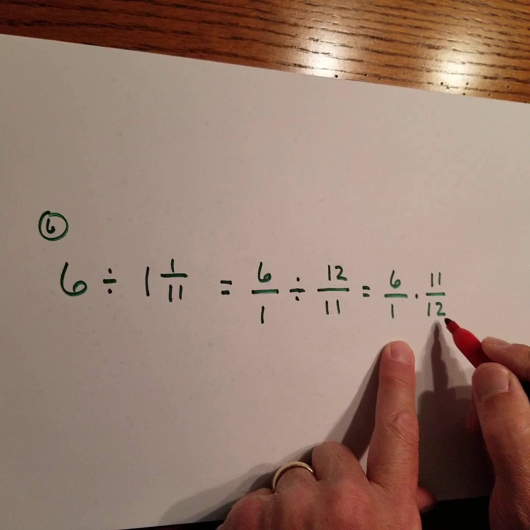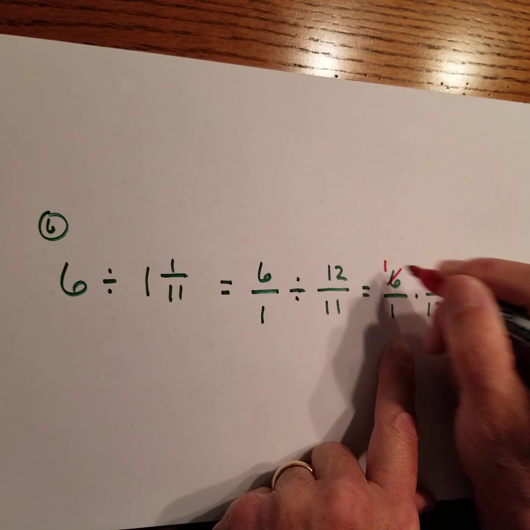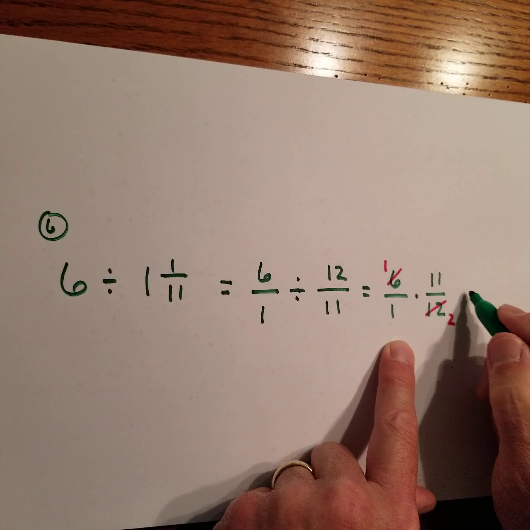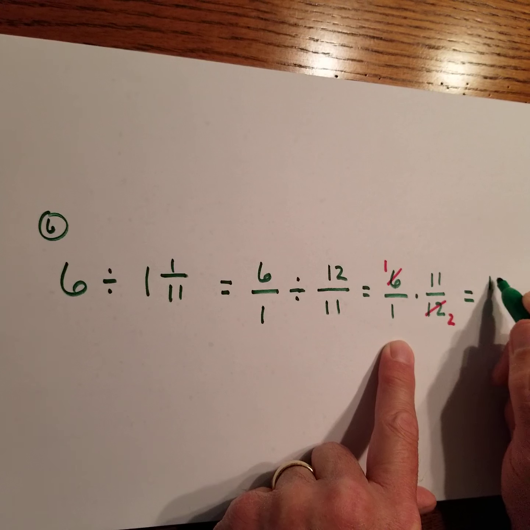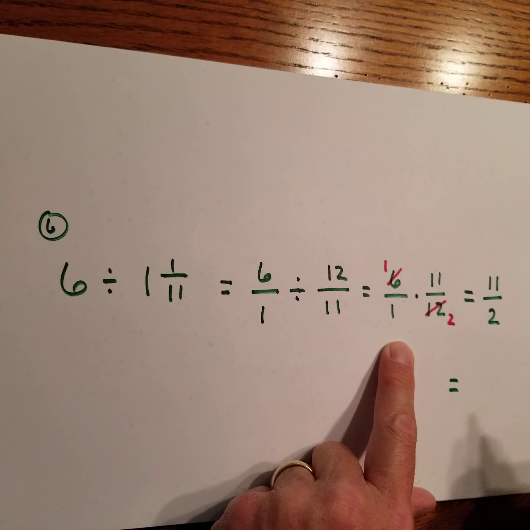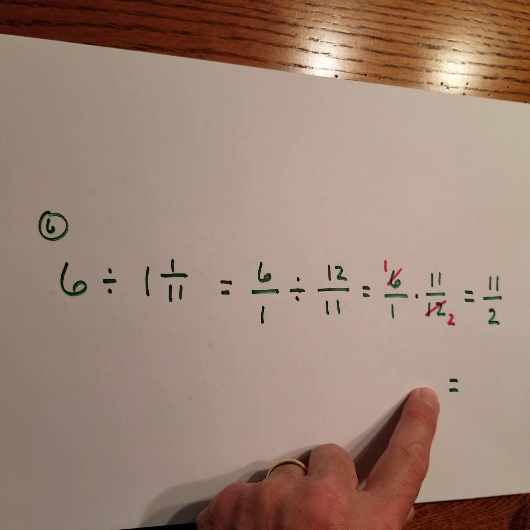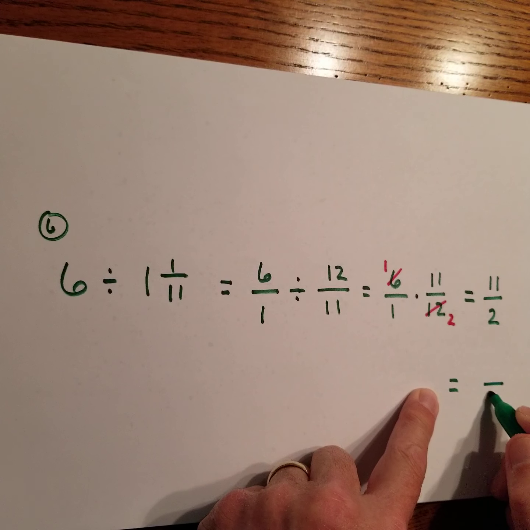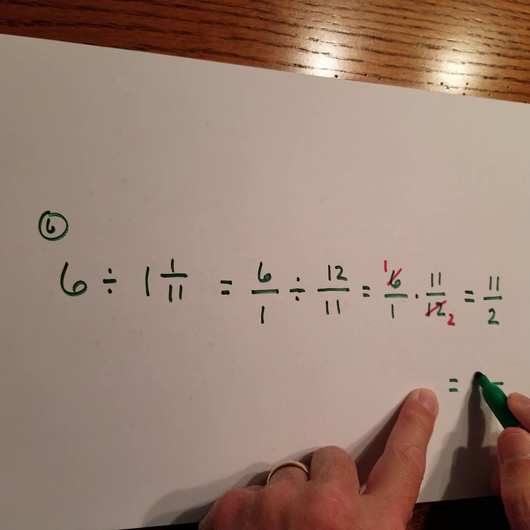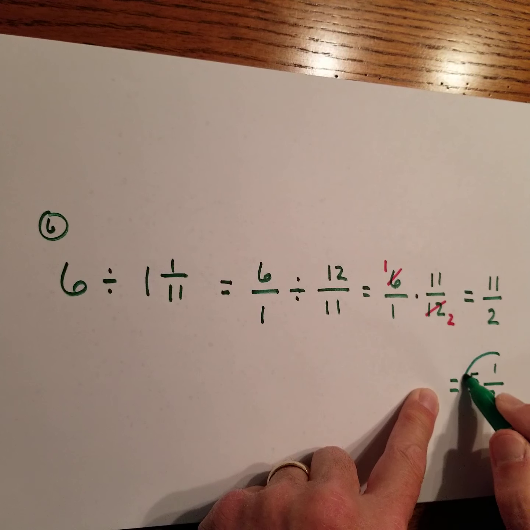I'm seeing the 6 and the 12. Divide by 6, divide by 6. Now multiply the numerators, multiply the denominators, and if your final answer is an improper fraction, let's change it into a mixed number. 2 goes into 11 5 times with 1 left over.